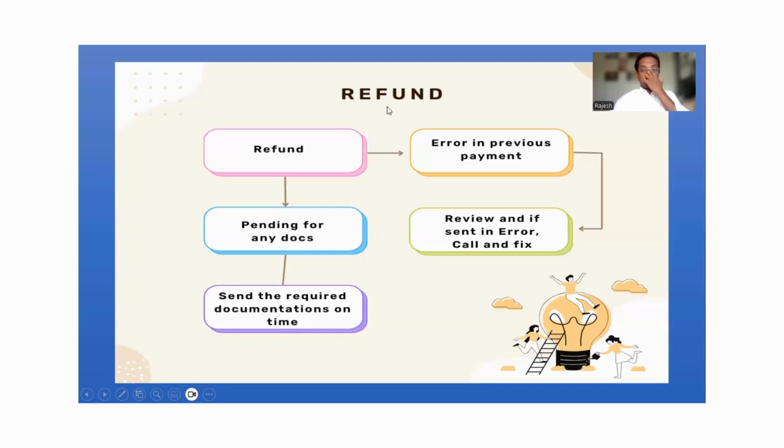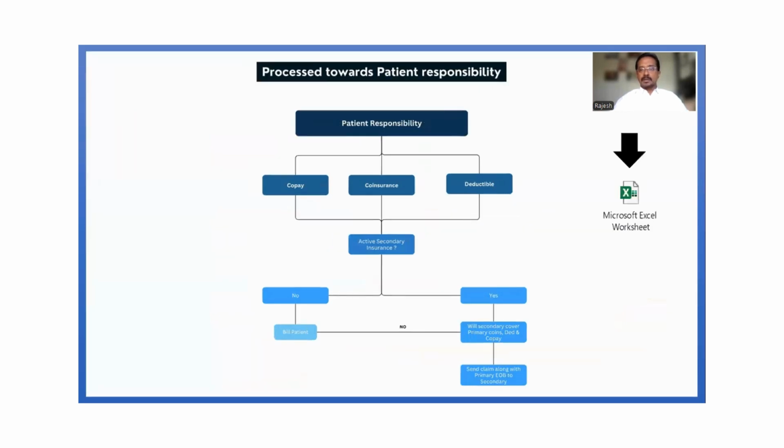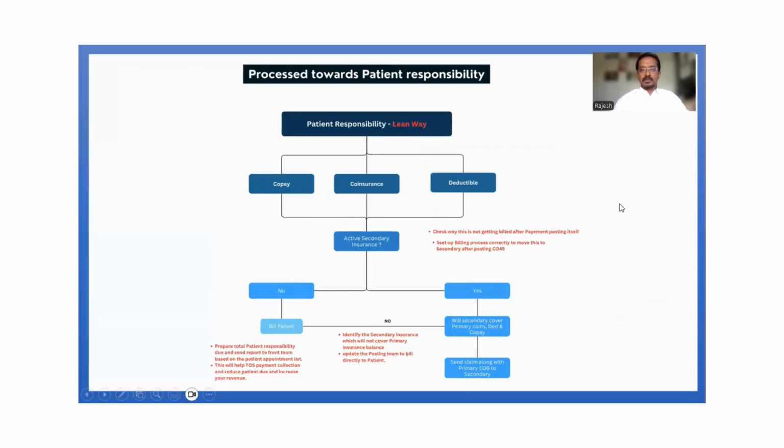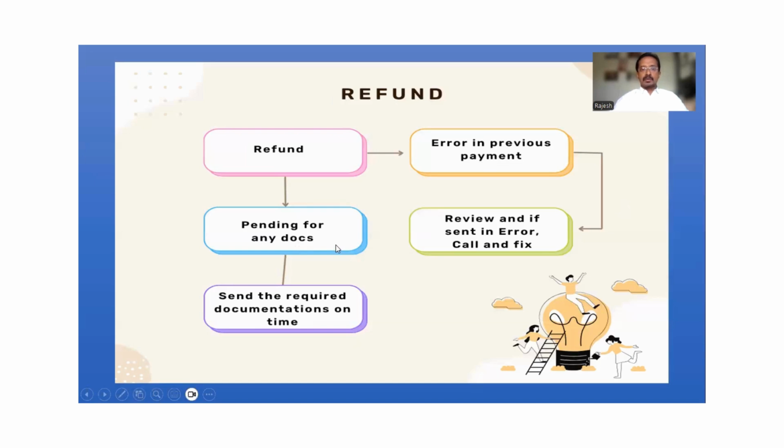First thing, you will get a refund correspondence. Your payment posting team is going to post it. I'll put the refund correspondence denial codes in the Excel sheet. You can verify it. It is available in this particular form. You can download it and then you can check it out. And you have to be careful.